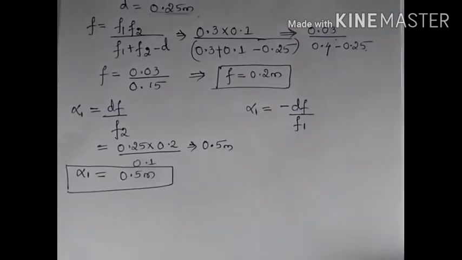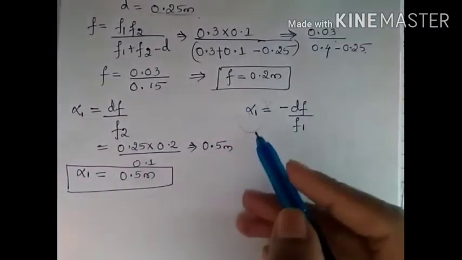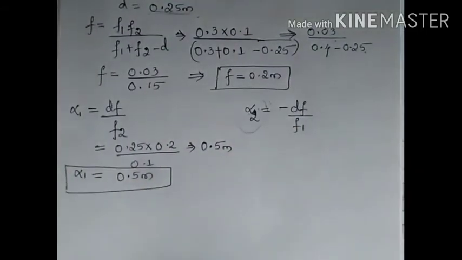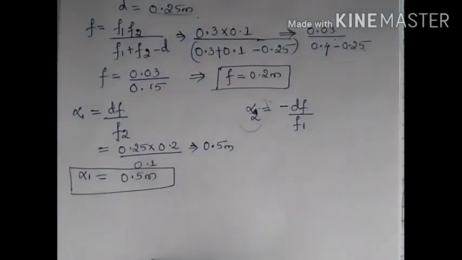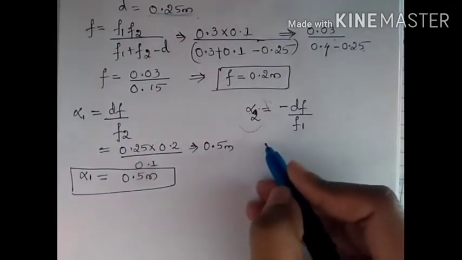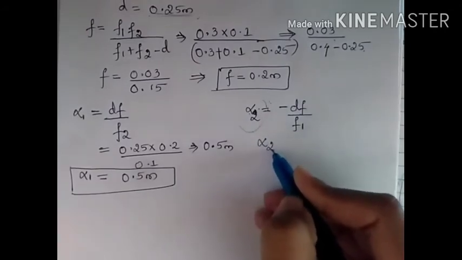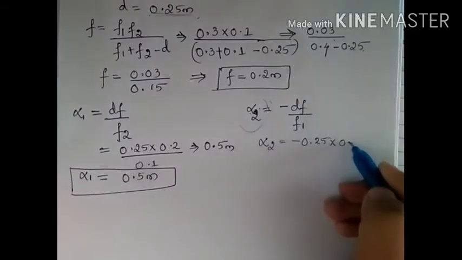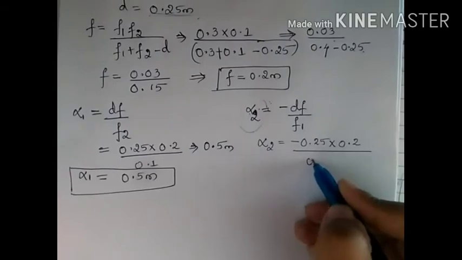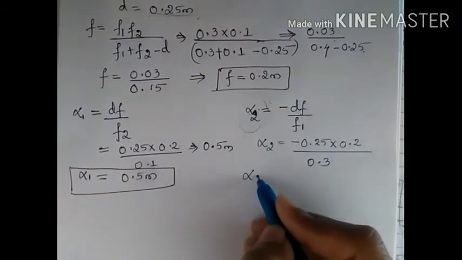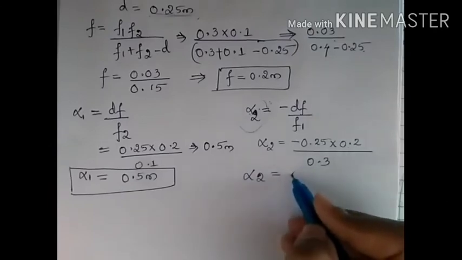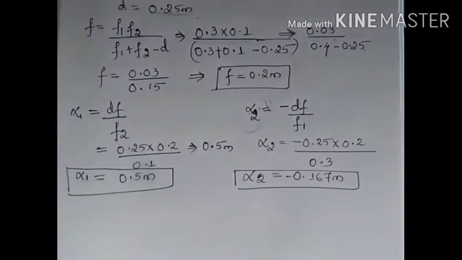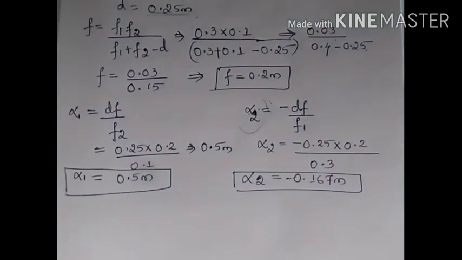Now let us find the position of the second principal point, that is alpha 2. So this is 2 here, it is not 1. So alpha 2 is equal to minus df by f1. This can be written as alpha 2 is equal to minus d, again the same value 0.25, f is 0.2, divided by f1 which is 0.3. So alpha 2 comes around minus 0.167 meters. Alpha 2 here is the position of the second principal point.